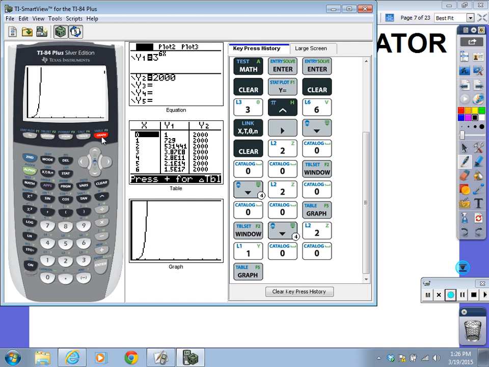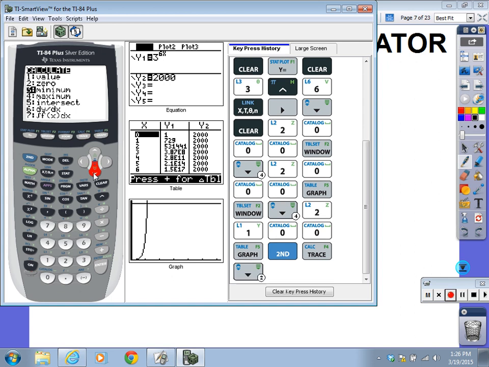Okay, so now we want to know where they're equal, where they intersect. That's what that means, right? You guys should really use these calculators more to your advantage. So we want to know where they're equal. So right there where they intersect. So you'll do second trace. So then you can go down to intersect. Where do they intersect? So second trace.